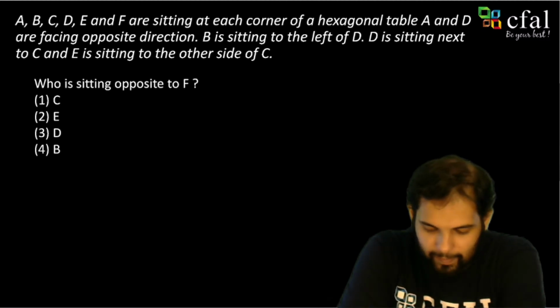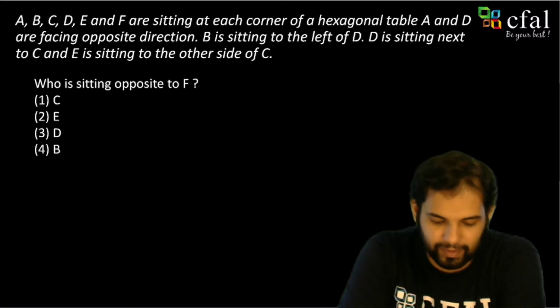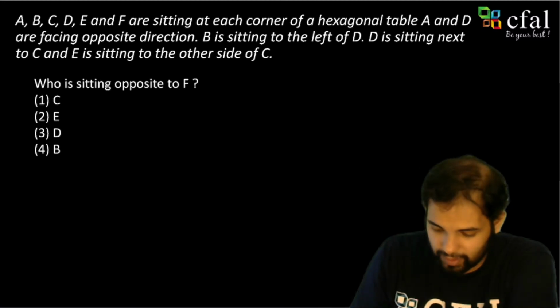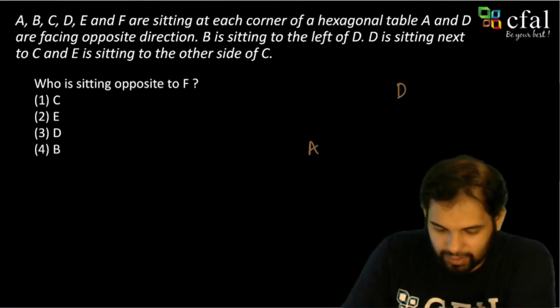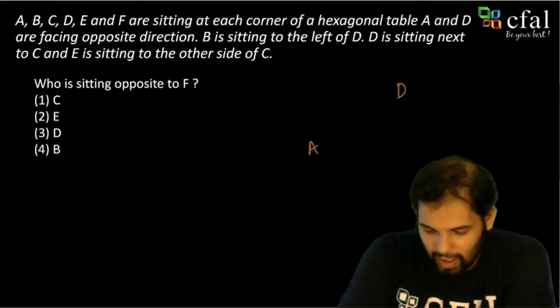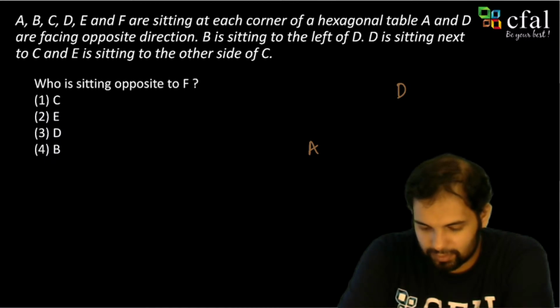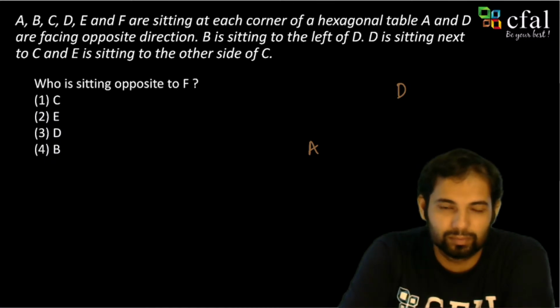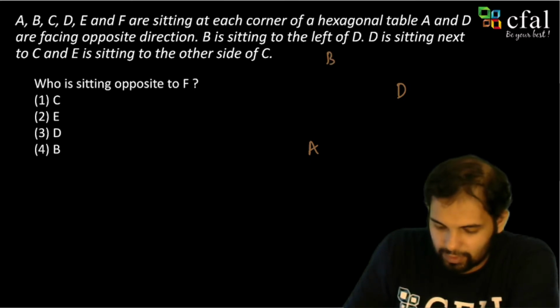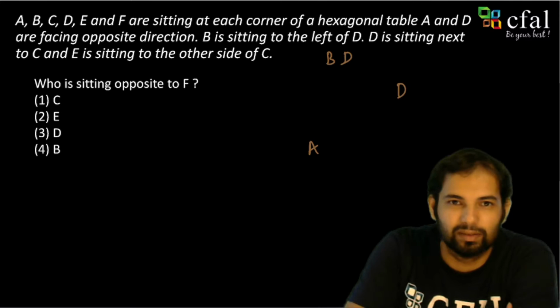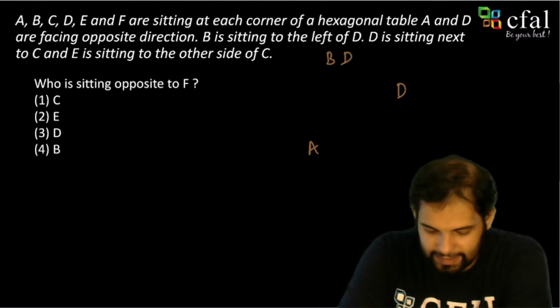Now look at this. A, B, C, D, E, F are sitting at each corner of a hexagonal table. Then there are some conditions. A and D are facing in the opposite direction. Okay, let me try to write down. So A and D I'll write down in the opposite direction. B is sitting to the left of D. Where, I don't know. So B is sitting to the left of D. So something like this. D is sitting next to C, and E is sitting on the other side of C.